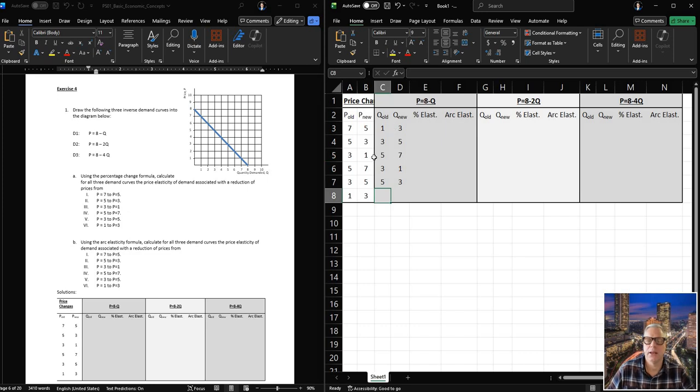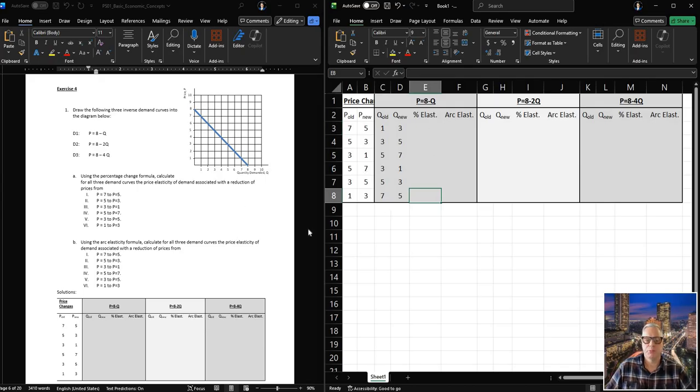And the last one is, we go from a price of 1 to 3, and so that means we go from 7 to 5. Okay, so now we have the new price and the old price.